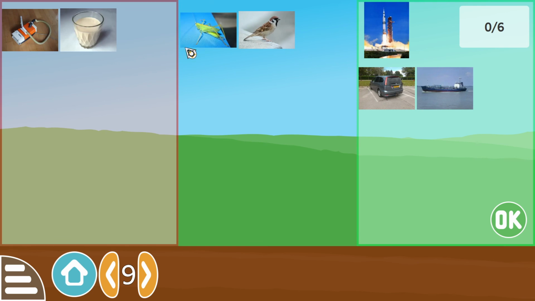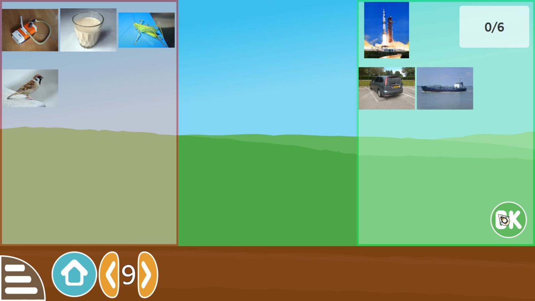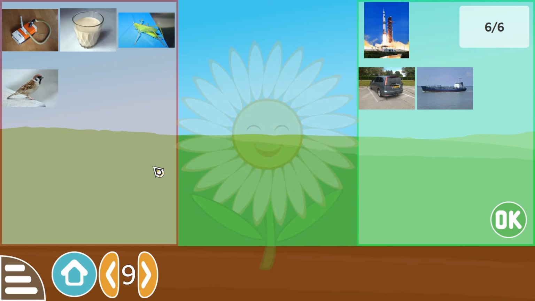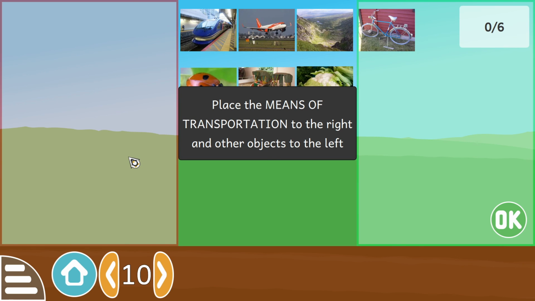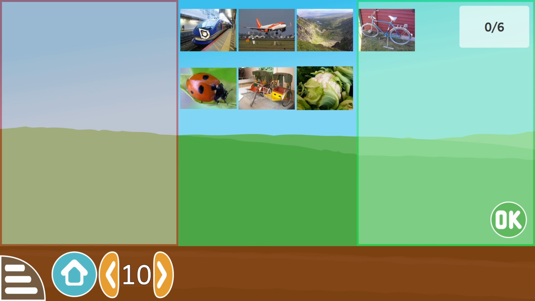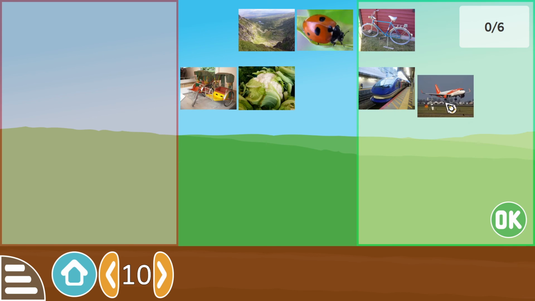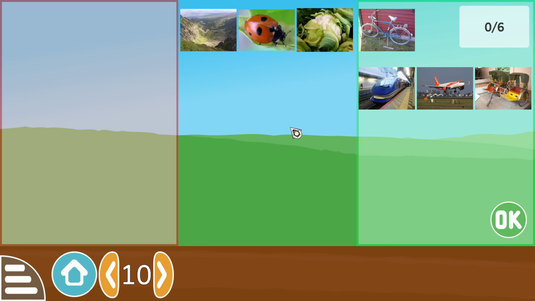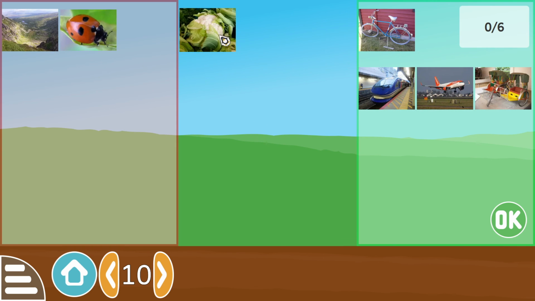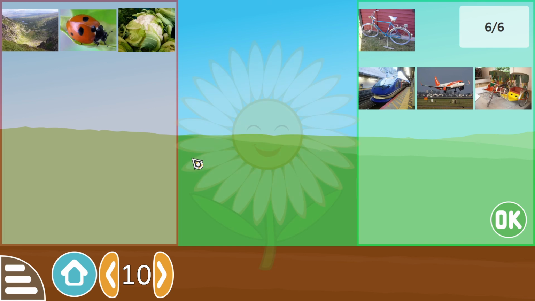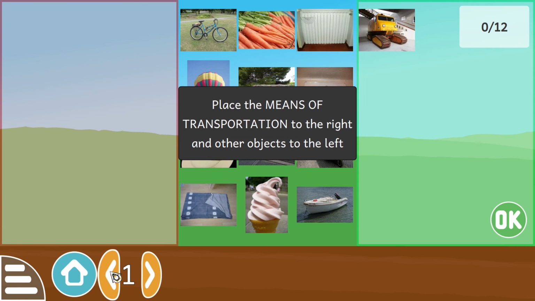The vacuum cleaner, glass of milk, grasshopper, and bird. I wouldn't call them means of transport. Though people did send messages attached to homing pigeons, but that didn't transport people themselves. So we've got a train, plane, and a bike. Valley, beetle, and cauliflower, they're not going to cut it.